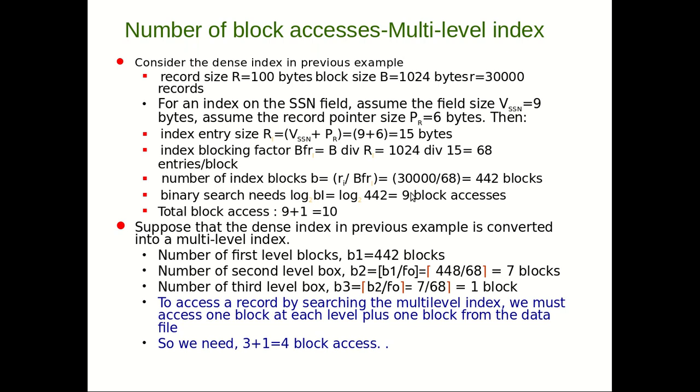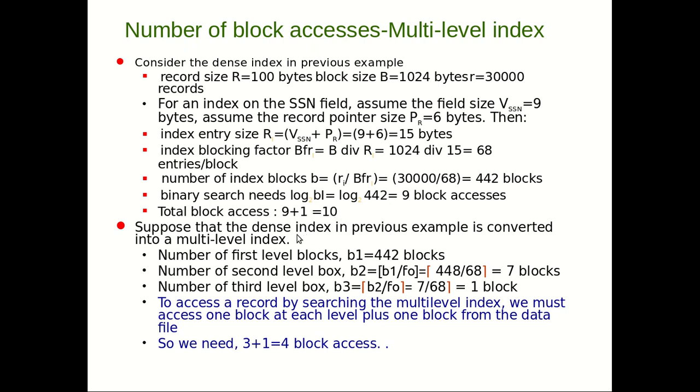Then the number of index entries is 30,000, because this is a secondary index. It will have 30,000 divided by 68, which is 442 blocks. And the number of block accesses required is the log to the base 2 of 442, which is 9, plus 1 for the record access, that gives 10 as the number of block accesses required.